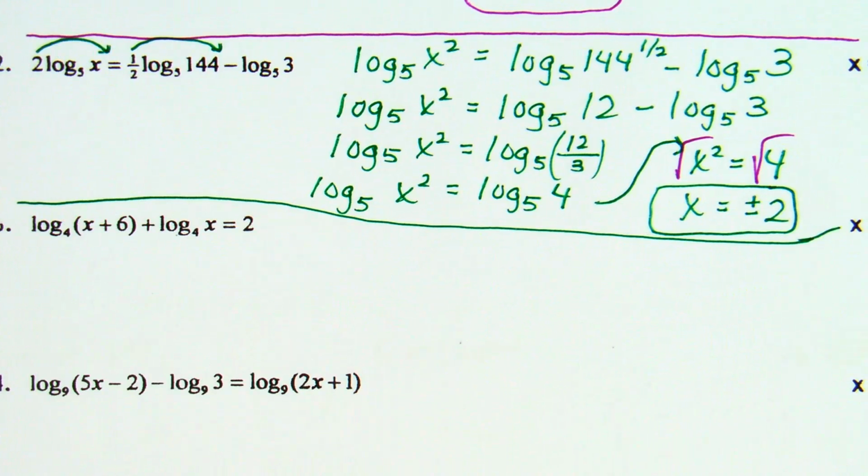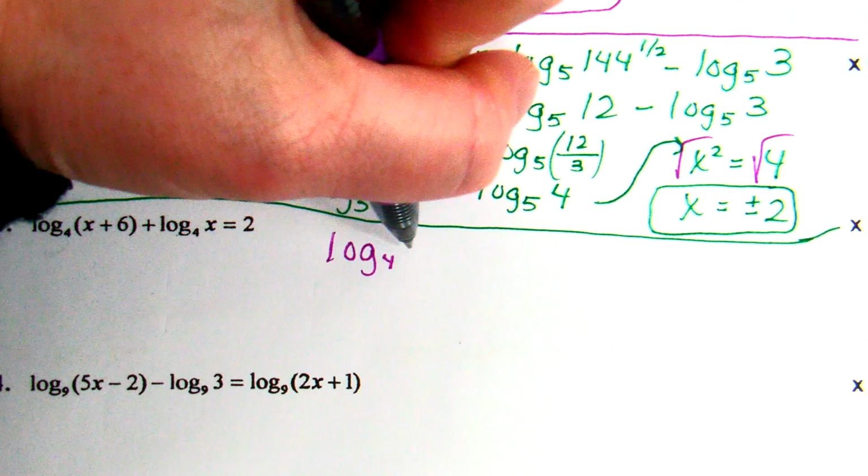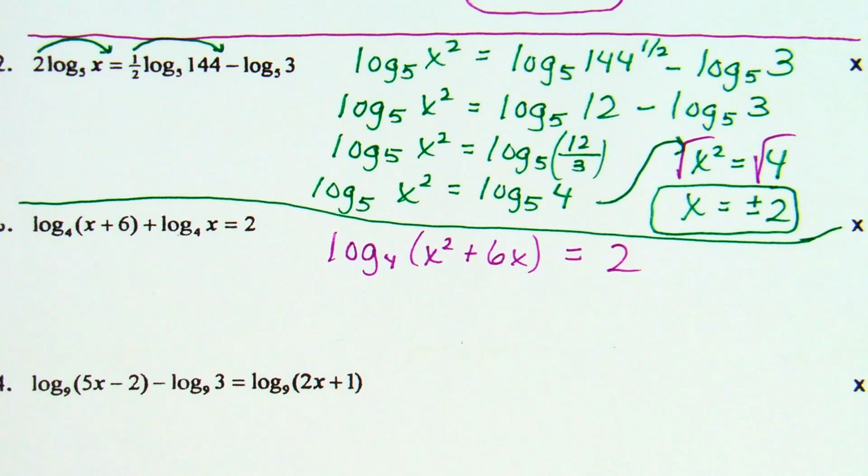Okay, so we're going to be using the product property here. Two logs being added can be rewritten as one log where the insides are multiplied. And it is distribute. So log base 4 of, what is x times x plus 6? x squared plus 6x equals 2.